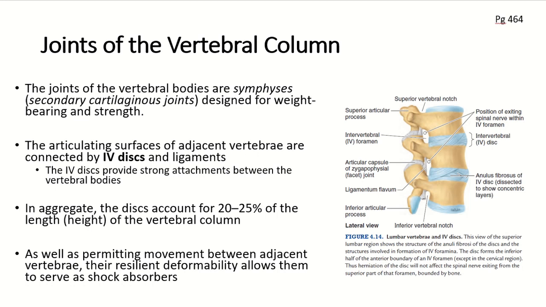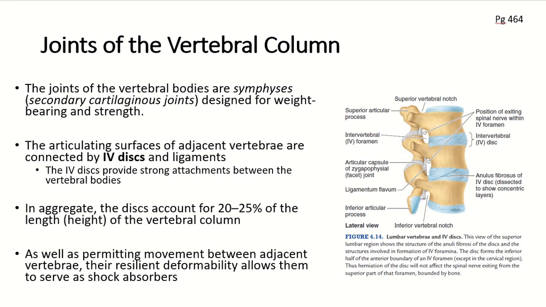So when I'm talking about the joints of the vertebral column, I'm of course talking about the joints of the vertebral bodies, the joints of the vertebral arches. I'm talking about the craniovertebral joints, which are of course the atlantoaxial and the atlanto-occipital joints. We also have the costovertebral joints, which is where the ribs attach to the vertebra, as well as the sacroiliac joints, which attach the sacrum to the ilium.